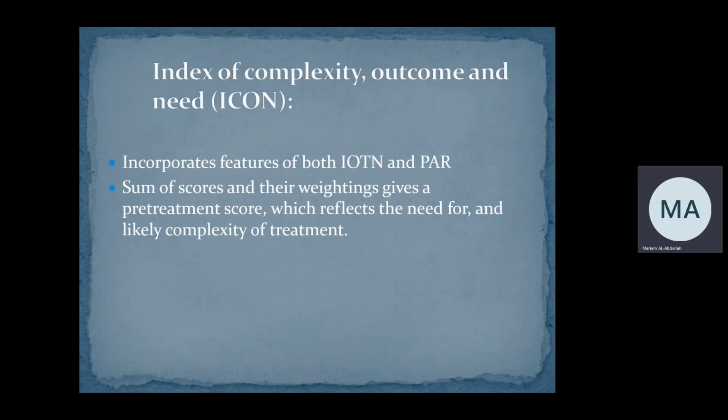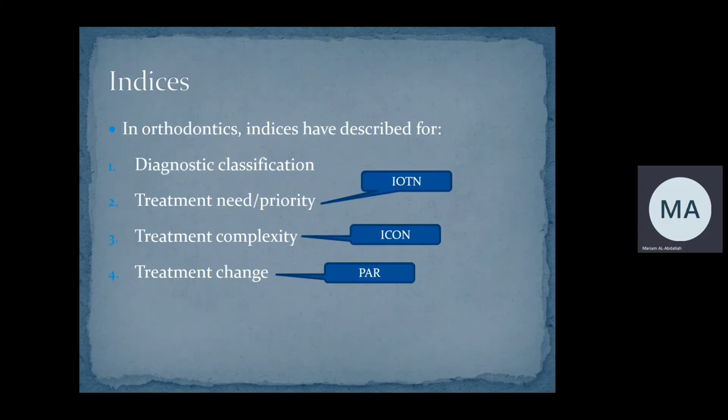The other index is the ICON index, and it's the Index of Complexity, Outcome, and Need. Usually it has different features of the IOTN and the PAR index in addition to the complexity altogether. It is used to assess need before treatment, complexity at the diagnosis, and then at the end, the outcome of the treatment. Okay? So you don't need to know lots of details.